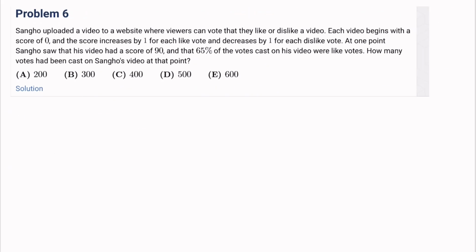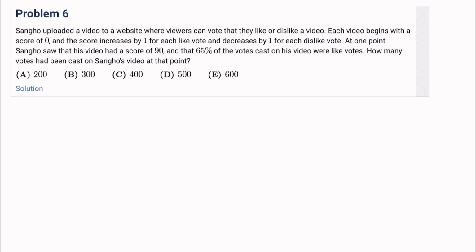Number 6. Sangho uploaded a video to a website where viewers can vote that they like or dislike a video. Each video begins with a score of 0, and the score increases by 1 for each like vote and decreases by 1 for each dislike vote. At one point, Sangho saw that his video had a score of 90, and 65% of the votes cast on his video were like votes. How many votes have been cast on Sangho's video at that point?